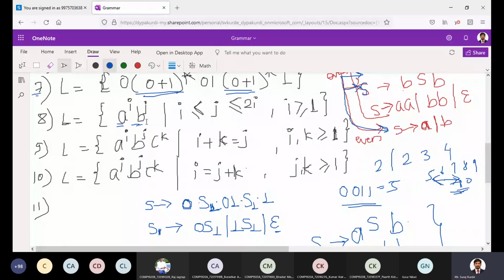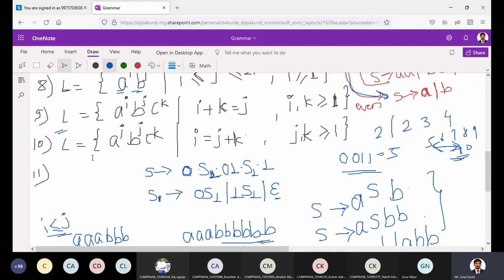Then the ninth one: A^i B^j C^k. A is repeated i times, B repeated j times, C repeated k times, with i + k = j. That is, for each A there is a B, and for each B there is a C.